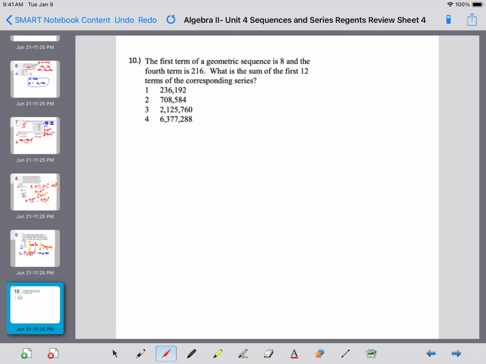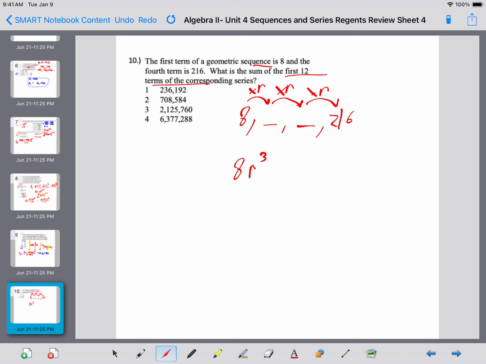Okay, first term of a geometric sequence is 8. Fourth term, so second, third, fourth term is 216. What is the sum of the first 12 terms of the corresponding series? So let's think about this. You're going to multiply by a common ratio, multiply it by a common ratio, multiply by a common ratio. You're multiplying 8 by r 3 times to get 216. You could, by the way, also use your geometric sequence formula, and you're going to end up in this exact same equation.